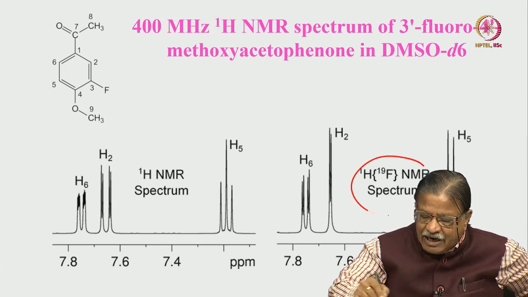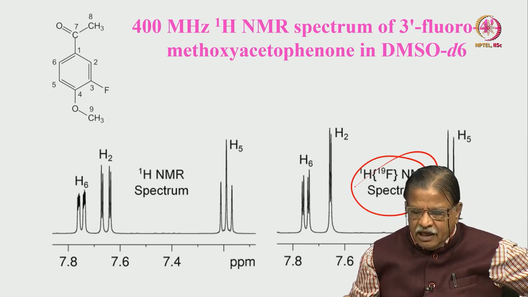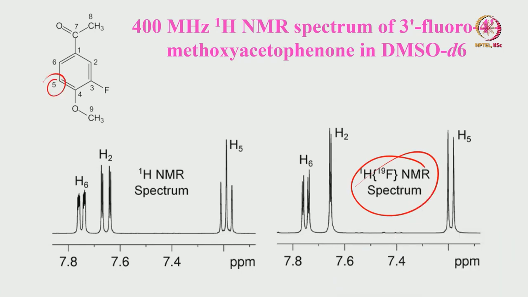And this is a fluorine decoupled spectrum. If you look at it, H5 is a doublet. Obviously, this has to be this, with only one three-bond ortho coupling between 5 and 6. Then for H2, the F coupling is broken, so it is only a meta coupling, with this one. So I can conclusively say that is proton 2.